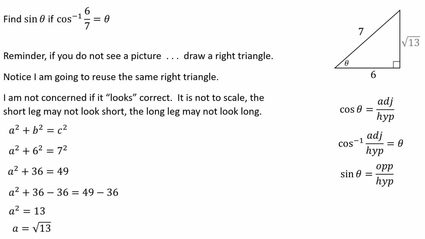Opposite of our angle is root 13. Sine is opposite over hypotenuse. Root 13 over 7. Again, I'm not worried about the shape of that triangle. That side labeled 6 versus that side labeled 7 versus that side labeled square root of 13, it's not in the correct proportions. Square root of 13 is about 3 point something, but it looks like it's as big as the side labeled 6. Don't worry about that. We've got our answer, root 13 over 7.